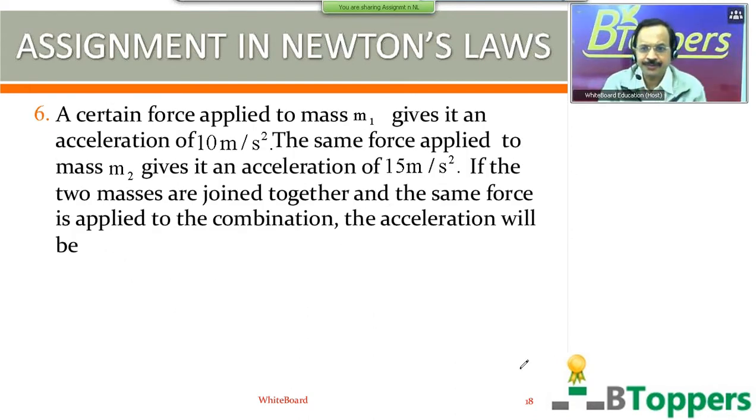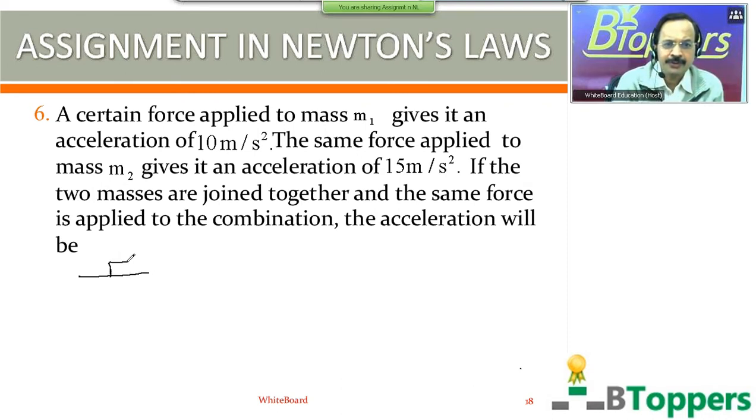See the next question, question number 6. A certain force applied to mass m1 gives it an acceleration of 10 meters per second square. The same force applied to mass m2 gives it an acceleration of 15 meters per second square. The two masses are joined together and the same force is applied to the combination. The acceleration will be? You may assume that the resultant external force applied on the mass is the same in each case.